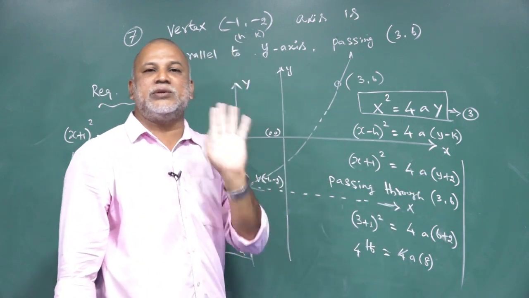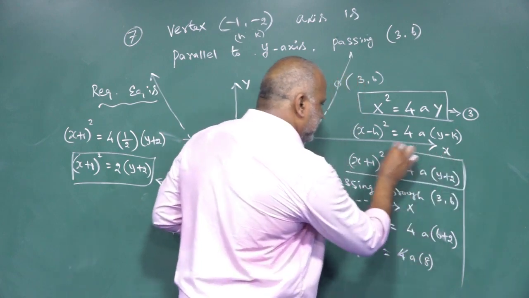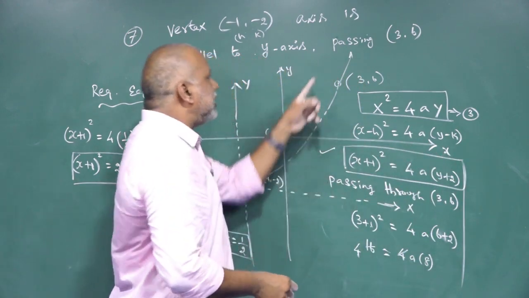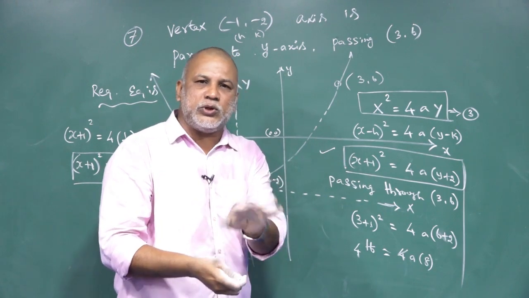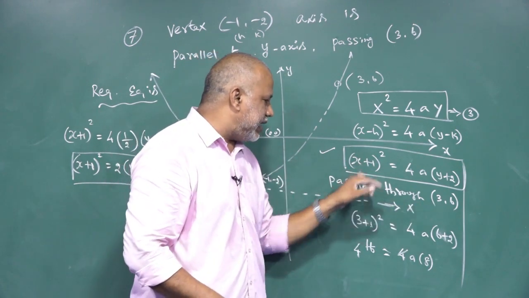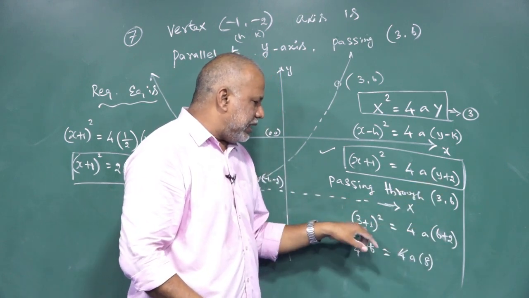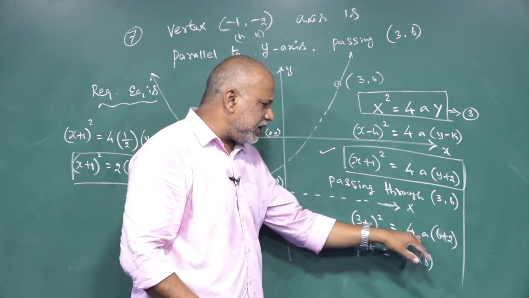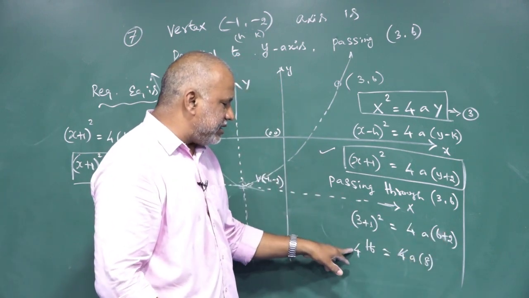How is it possible? This is the required parabola. This parabola is passing through the point 3 comma 6. For an equation passing through a particular point, we can substitute the x value. See here x value is 3. (3 plus 1) the whole square. Y value is 6. 6 plus 2. 3 plus 1 is 4, squared 16. Here 4a and 8. This 4 and 16 will be removed. We can get 4 here.